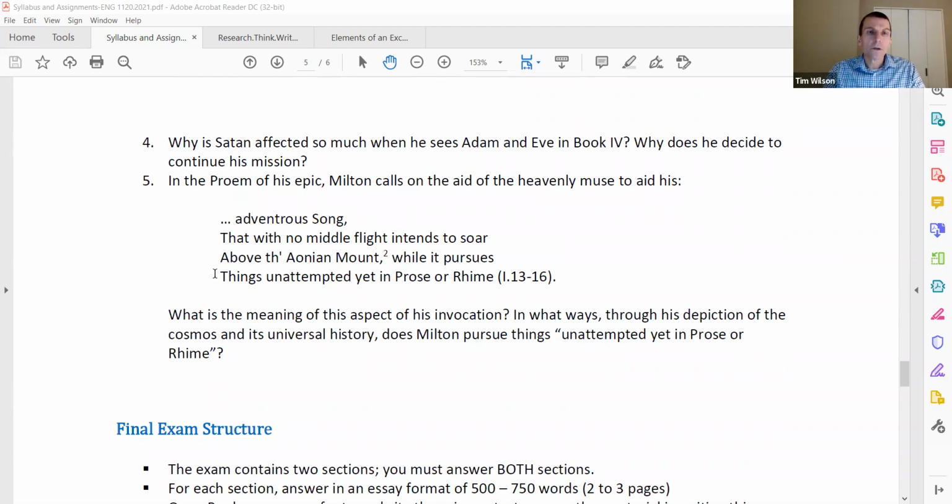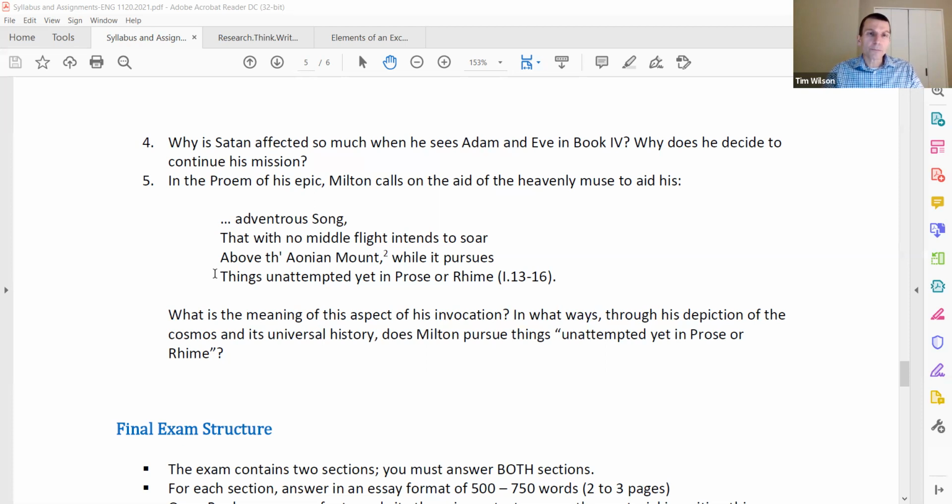Topic 4, why is Satan affected so much when he sees Adam and Eve in Book 4? Why does he decide to continue his mission? So there's a famous scene there when he first enters paradise. He kind of recoils back, and he's reminded of the bliss he's lost, and he sees that Adam and Eve are enjoying this sort of bliss, whereas he's basically hell, he himself is hell.